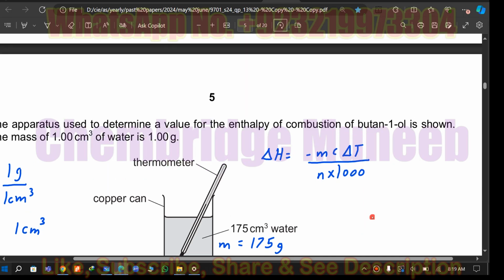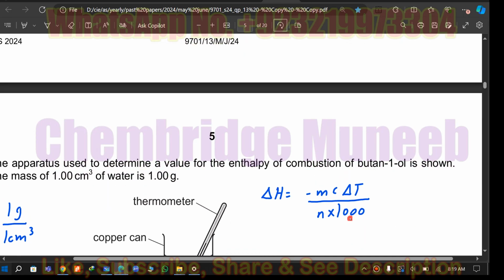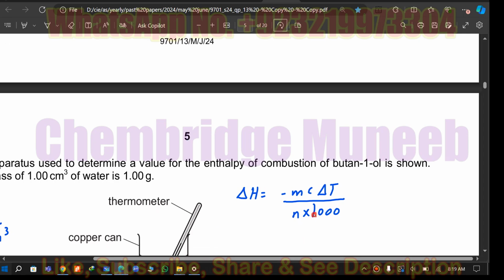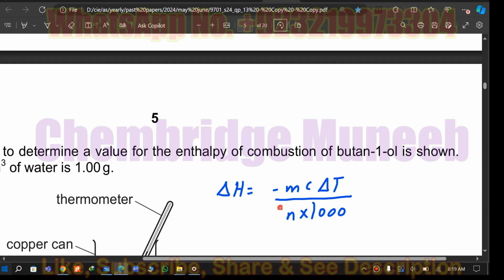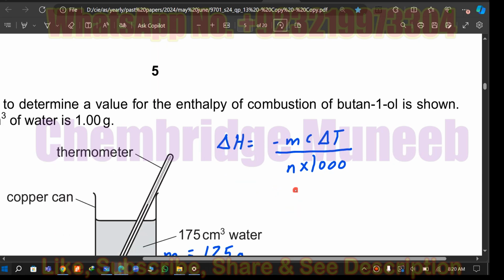Now let's get back to the question which we are doing. This question needs this formula to be used. Enthalpy is minus mc delta T over n into 1000. So we need to find all the values here, and then we can substitute the values to get to the right answer.